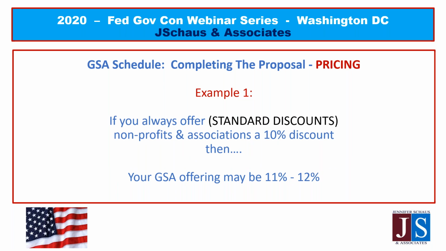Okay, so if you're always offering these standard discounts, meaning anytime an association comes to you or a nonprofit, you always give them a 10% discount. As I mentioned, GSA will want something that's comparable to your standard discount. So you're obviously going to give them probably 11 or 12% discount. And then once you get to the negotiations with them as they're reviewing your proposal, they're probably going to ask for a 13 or 14 or possibly more.